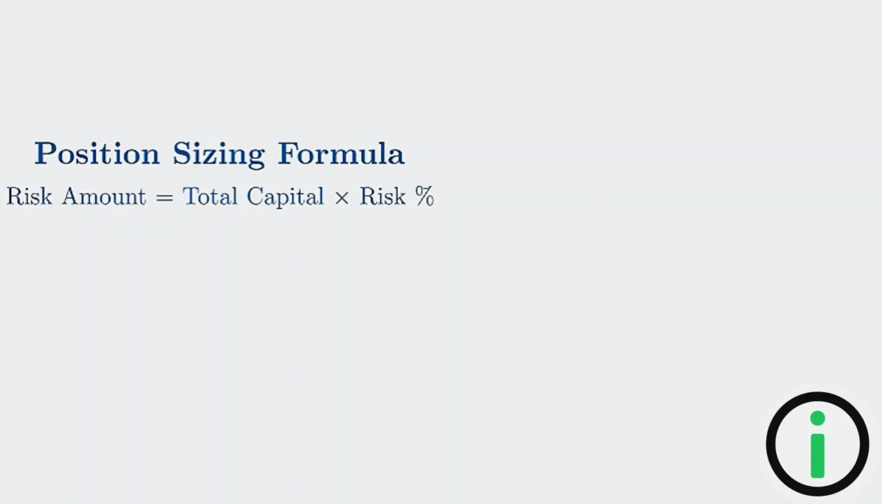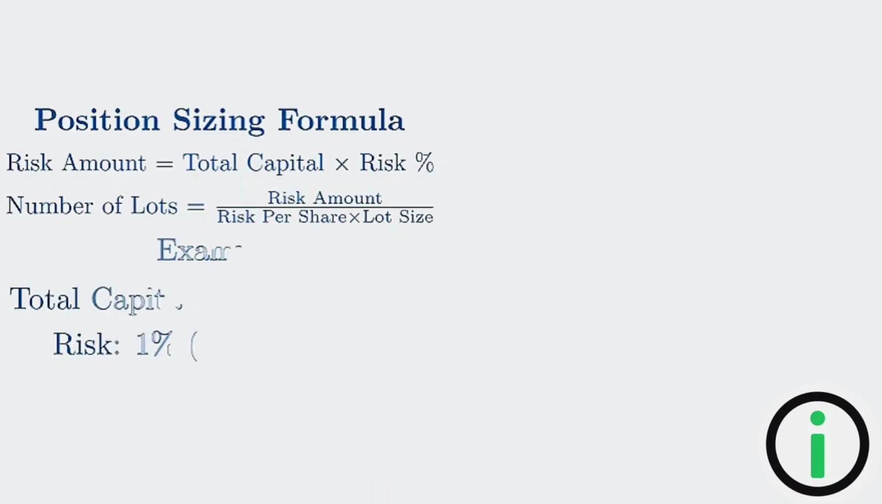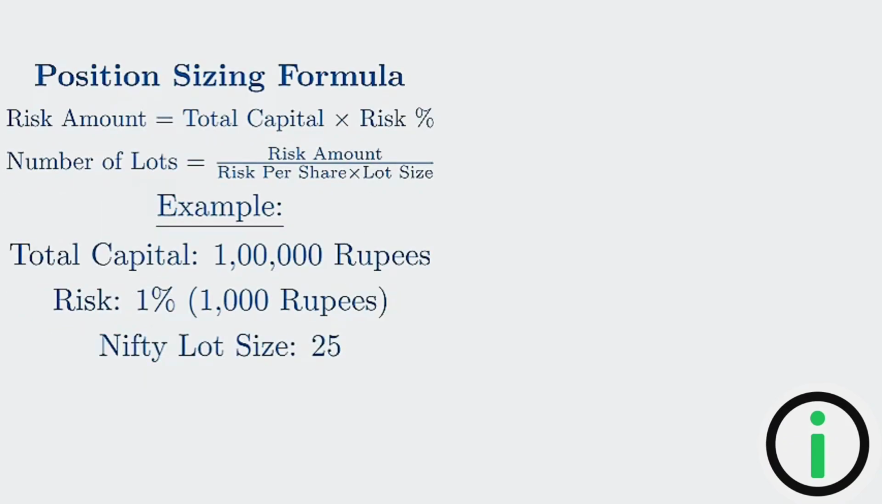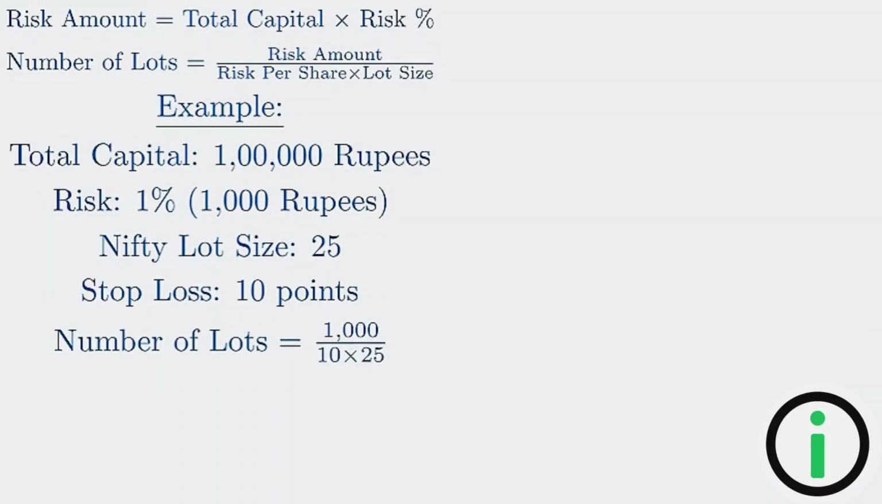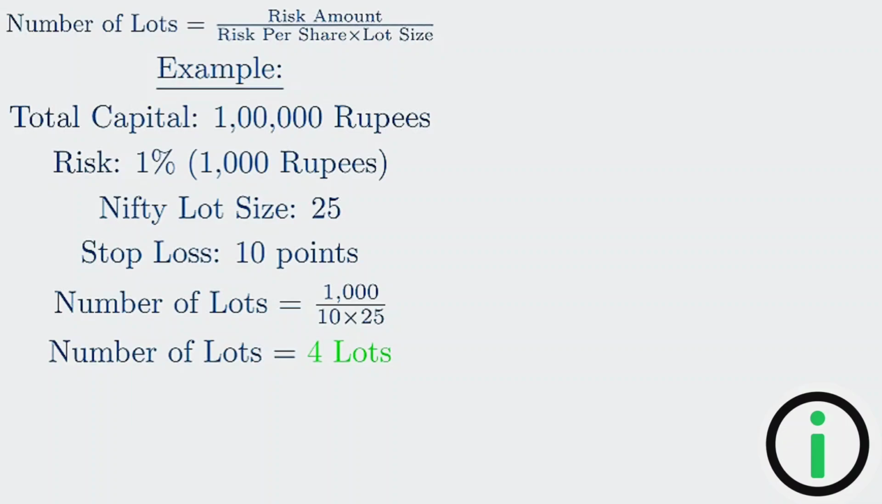1,000 rupees. To find your position size, take that 1,000 rupees and divide it by your risk per share. If you are trading Nifty with a lot size of 25 and your strategy has a 10-point stop loss, you would calculate 1,000 divided by 250. This means you should trade exactly 4 lots. Notice how the number of lots changes based on your stop loss, not your gut feeling.